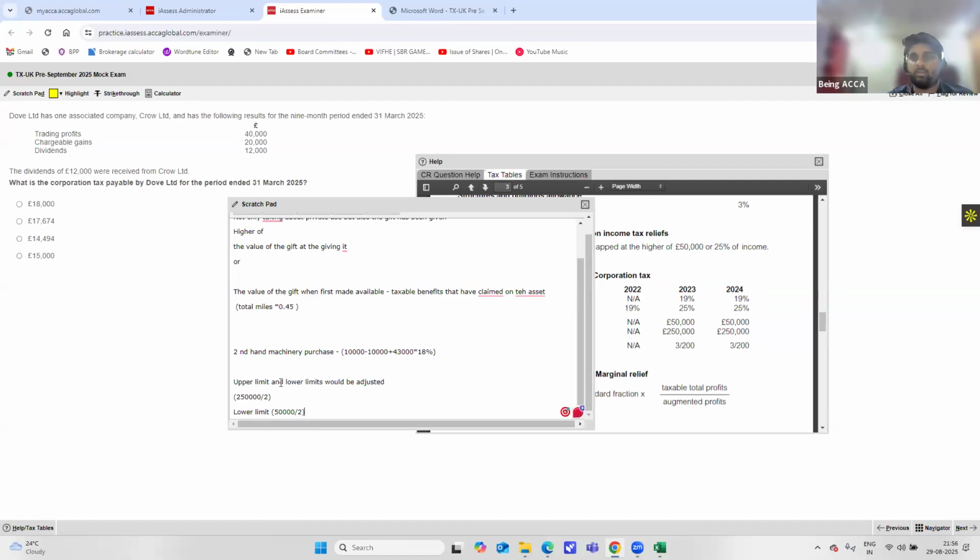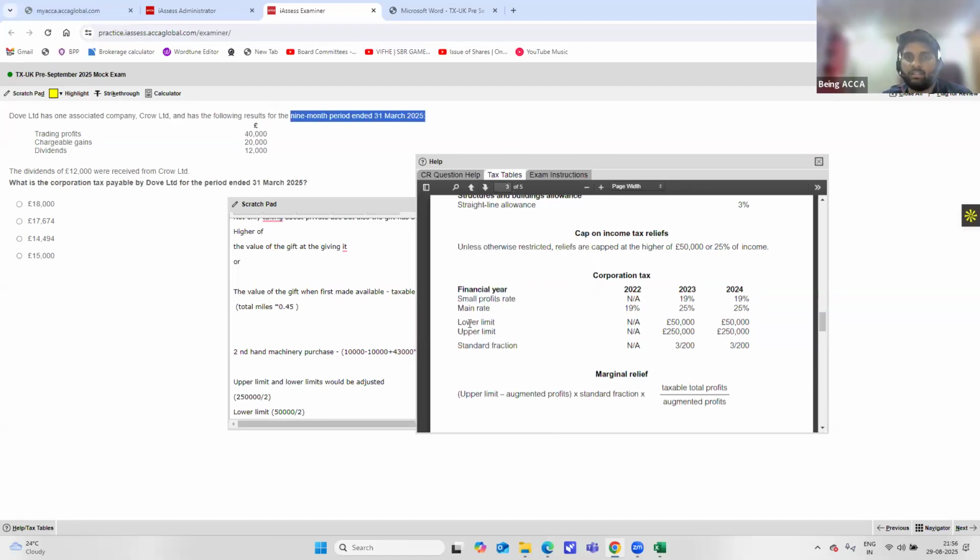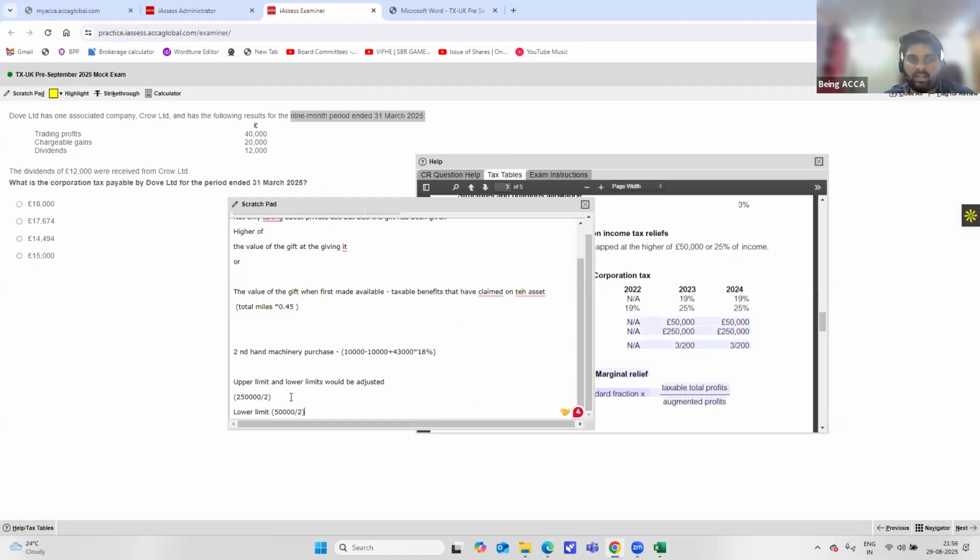But you have to remember one more thing that you should consider over here is the following results were only for a 9-month period. And these limit thresholds are for the entire year. And because of that, these thresholds should also be adjusted for the months. So this should be 9 by 12 and this will be 9 by 12.